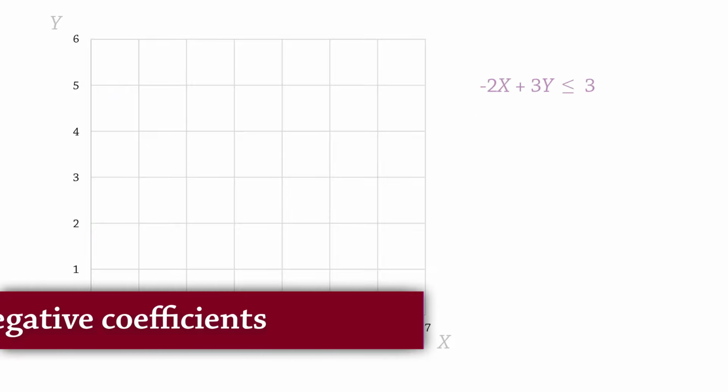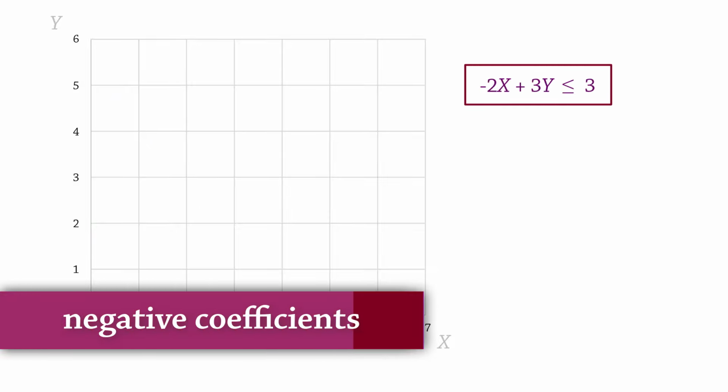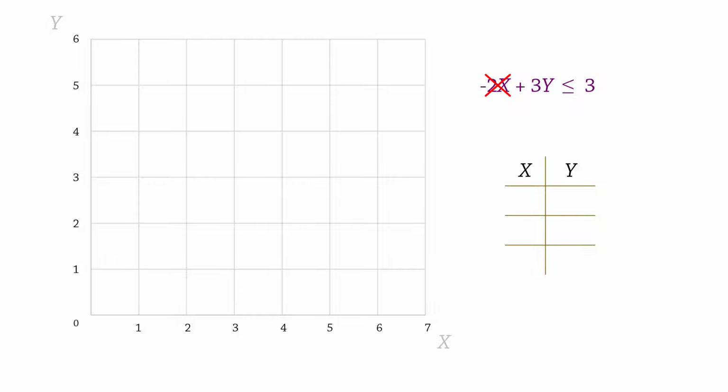Now consider this constraint with negative coefficient. When x is 0, y is 1. When y is 0, x is negative 1.5. This second point can be plotted somewhere to the left here, but I'm just going to find another point that does not involve a negative value. This is because sometimes the negative value is too far away, and using it makes the feasible region appear too small. So I'm going to find another point that will fall into this quadrant.